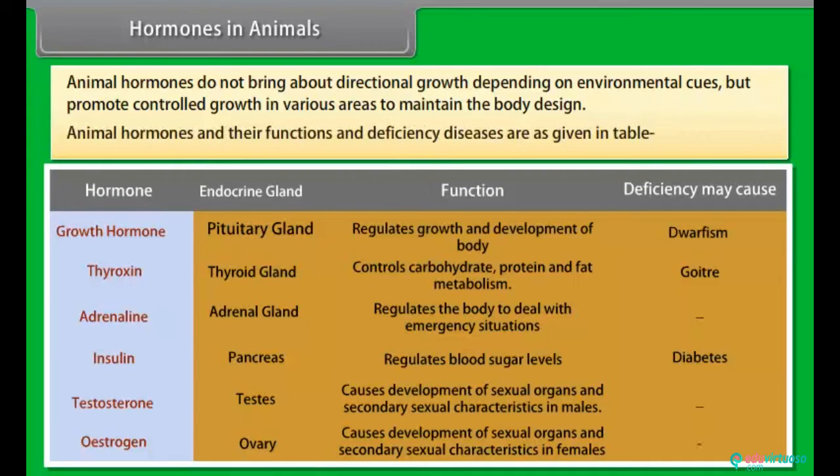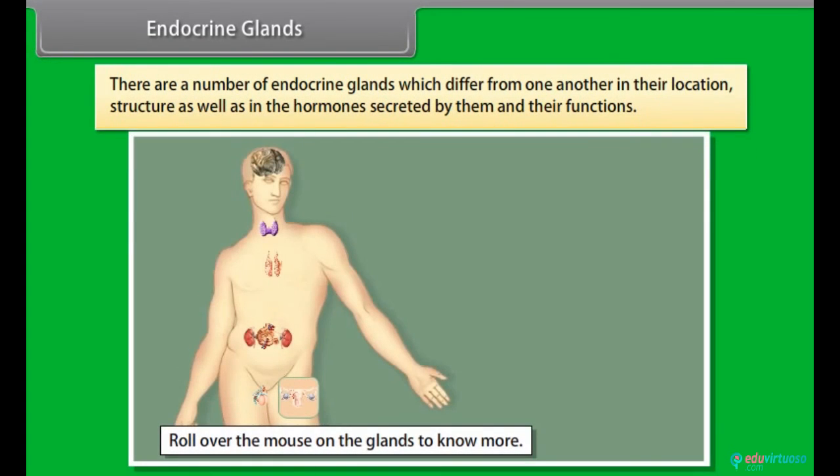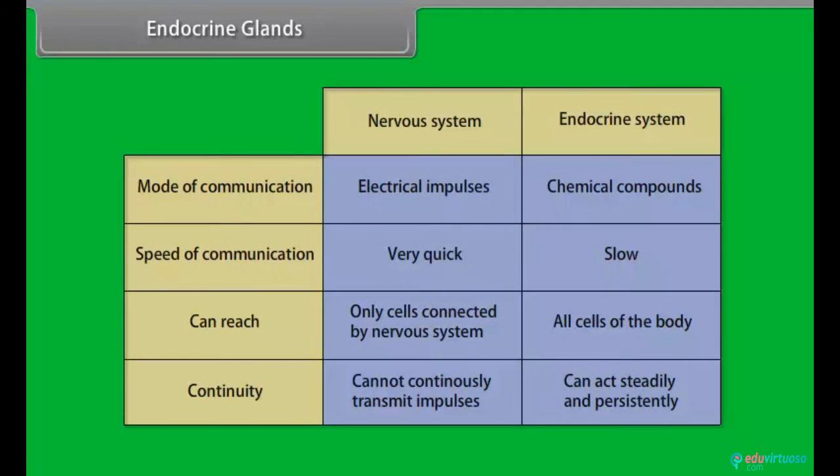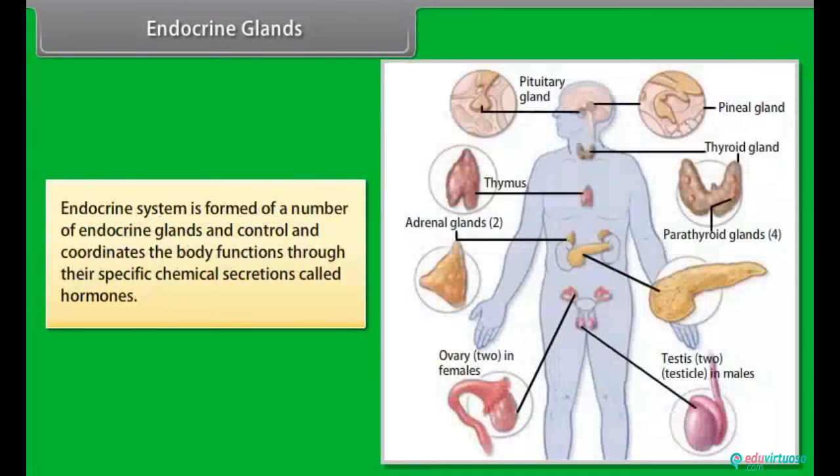Animal hormones and their functions and deficiency diseases are as given in the table. Endocrine glands. There are a number of endocrine glands which differ from one another in their location, structure, as well as in the hormones secreted by them and their functions. Endocrine system is formed of a number of endocrine glands and controls and coordinates the body functions through their specific chemical secretions called hormones.